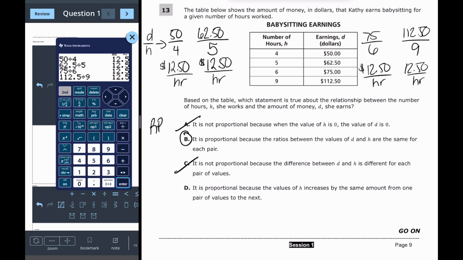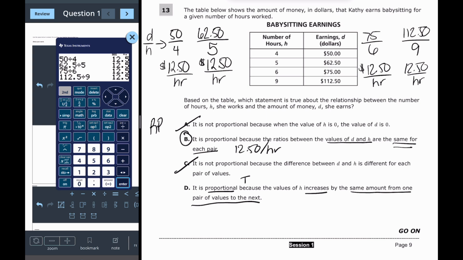Now for B, it says they're proportional because the ratios between the values of D and H are the same for each pair. That is true. The ratios are the same. They all simplify. They have the same unit rate of $12.50 per hour. This is true. For D, yes, they are proportional. That's true. But it says the reason is because the same amount from one pair of values to the next. It increases by the same amount.